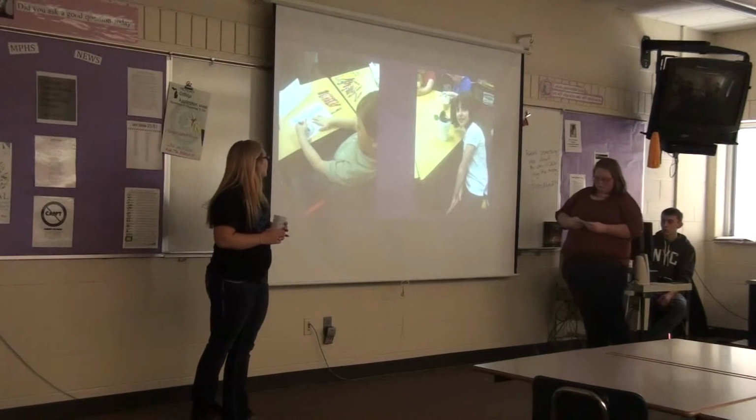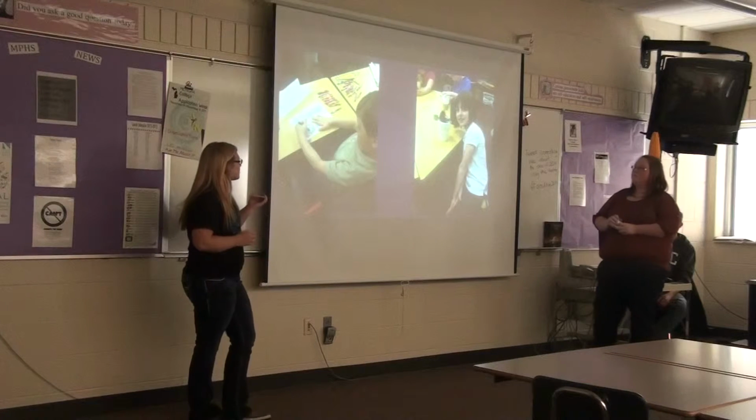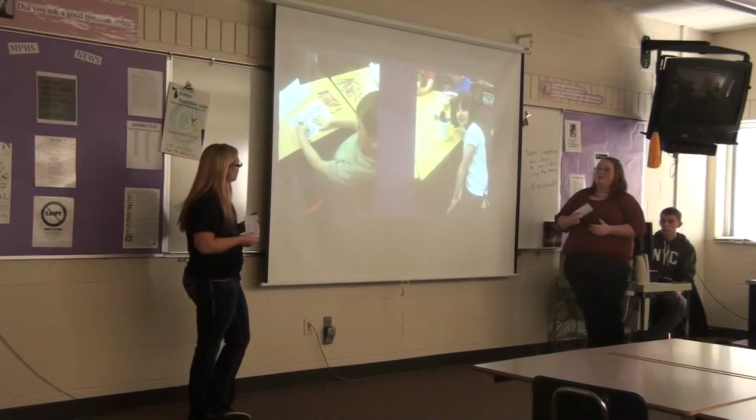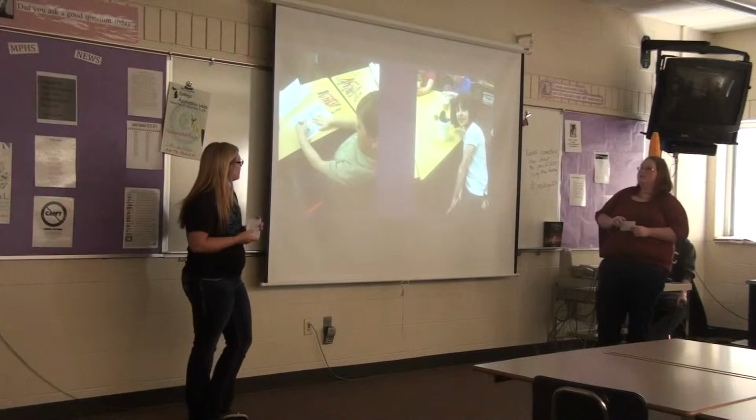And then we split into 2 groups, and this was just showing some of the things that they did. On the left side was group 1, and they did coloring, and group 2 did the planting.